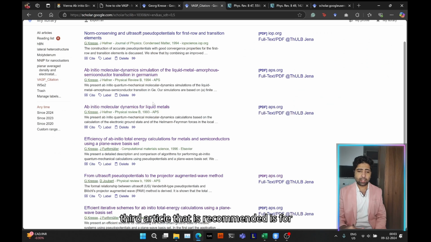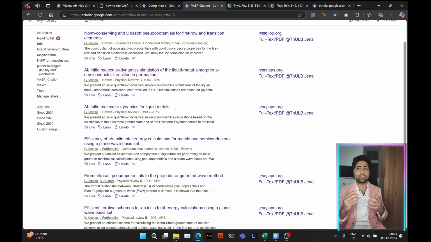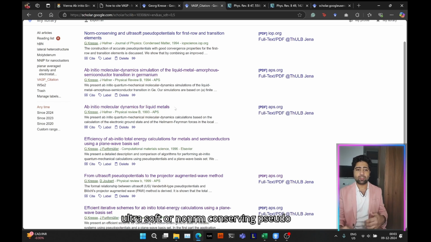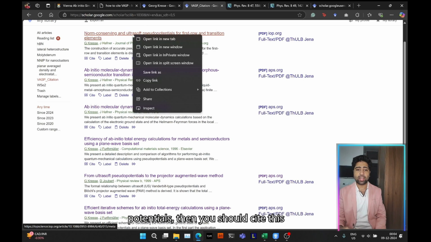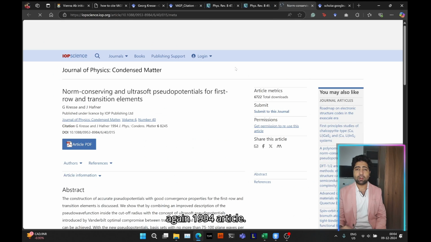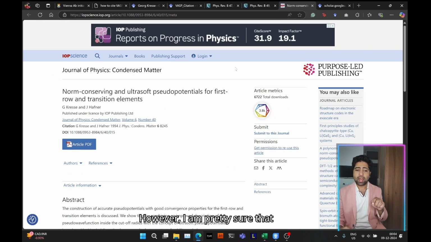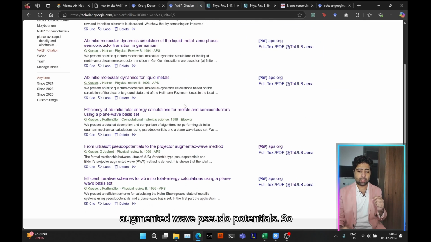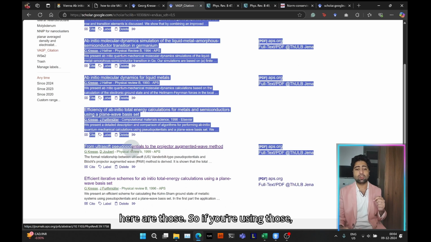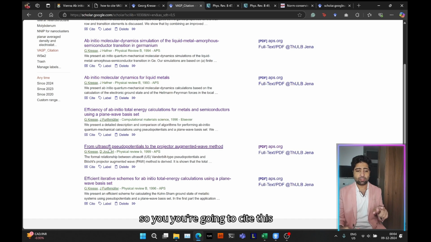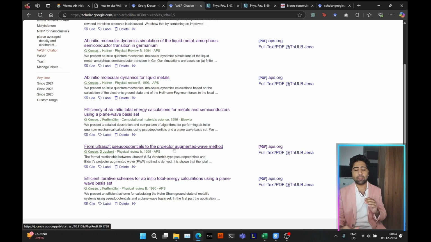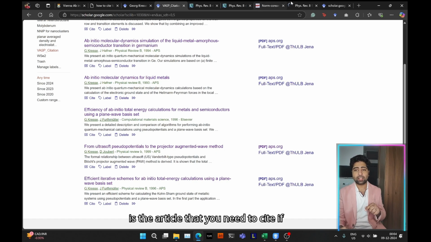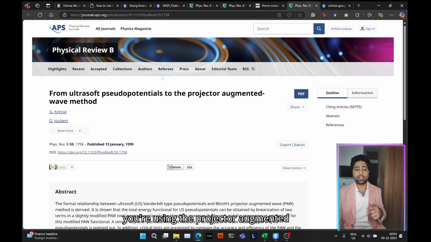And then the third article that is recommended is for the pseudopotentials. If you're using ultrasoft or norm-conserving pseudopotentials, then you should cite this again 1994 article. However, I am pretty sure that usually people these days use projector augmented wave pseudopotentials. So here are those. If you're using those, you're going to cite this particular article, From Ultrasoft Pseudopotentials to the Projector Augmented-Wave Method. This is the article that you need to cite if you are using the projector augmented wave pseudopotentials.